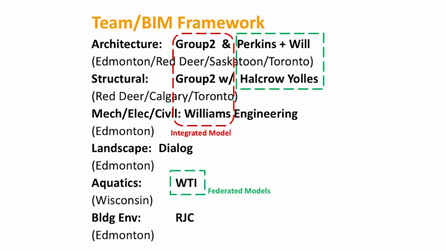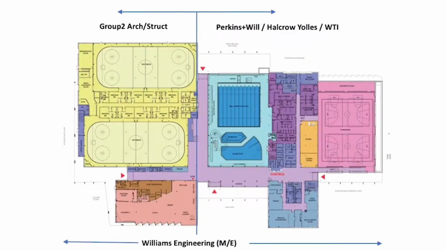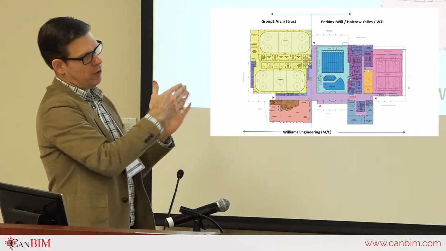So then we also had individual models from Perkinsville, Hopper, Yawley's, and WTI that we had linked into that model. And the scope was basically broken down like this. There was an expansion joint in the building, which is where the vertical blue line is. That was the Group 2 architectural structural portion. And then Perkinsville, Hopper, Yawley's were on the right-hand side of that line. And then Williams Engineering was throughout.